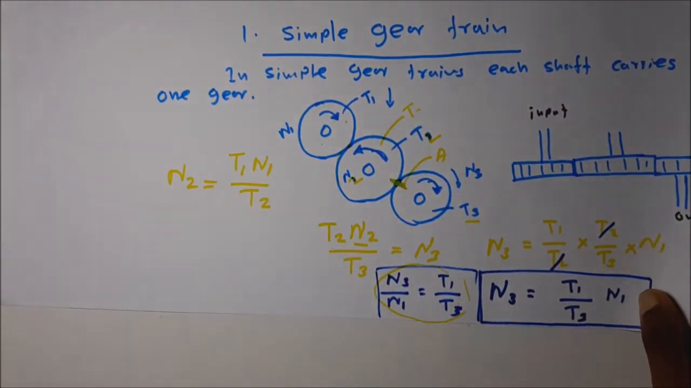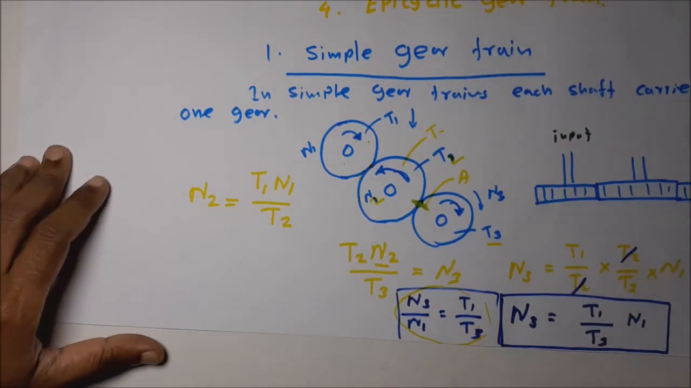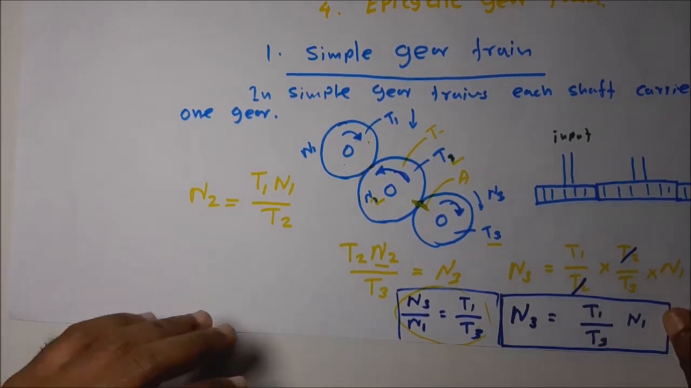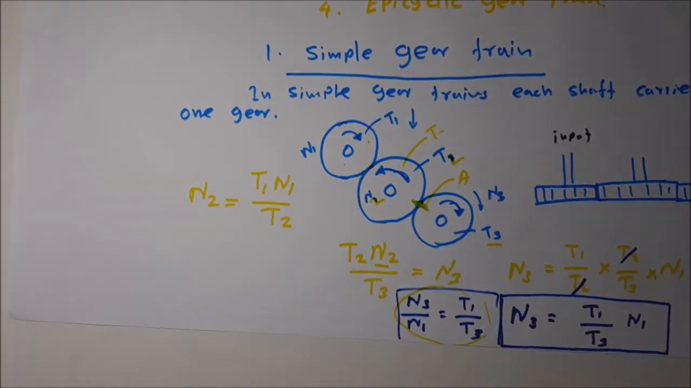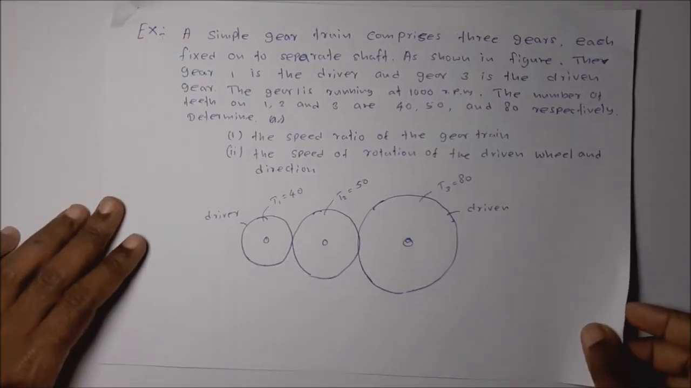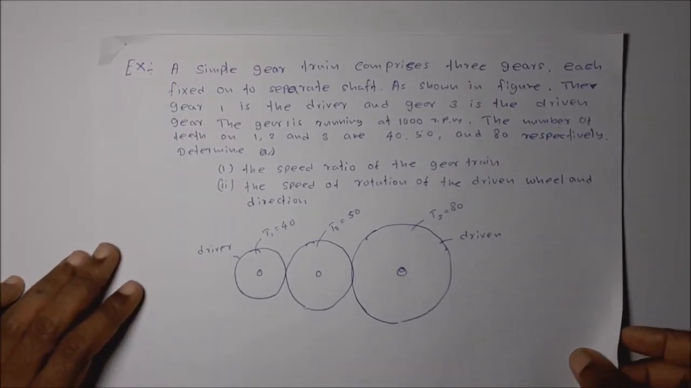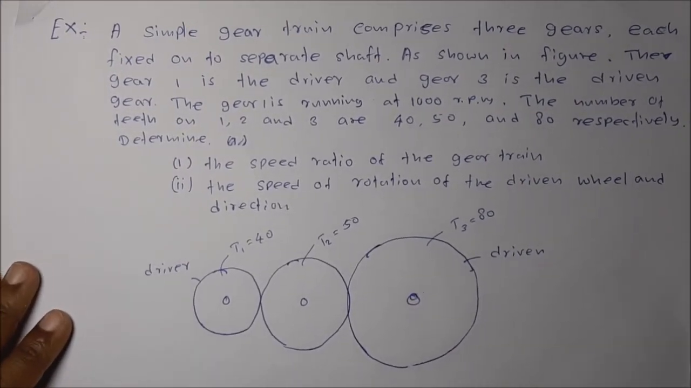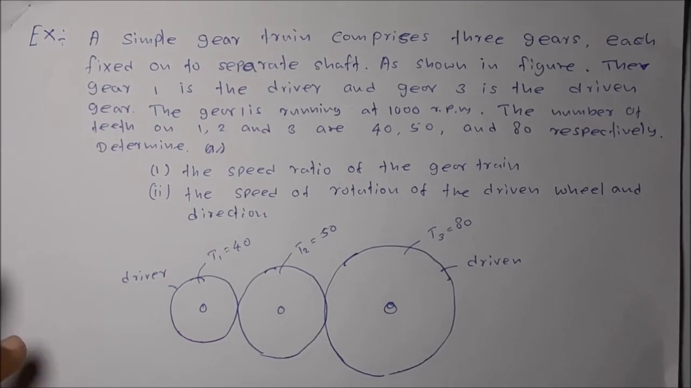Then the compound gear train is also used in lathe operations. Before going to the compound gear train, let's do an example problem from this simple gear train. To discuss the compound gear train, try to work out this example problem.